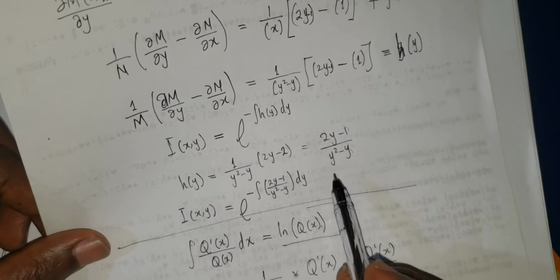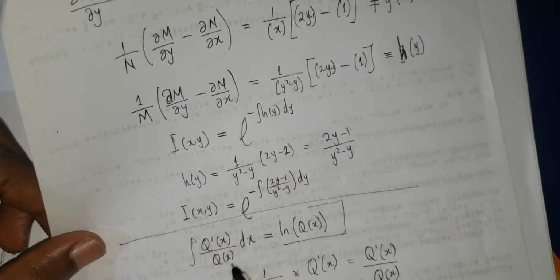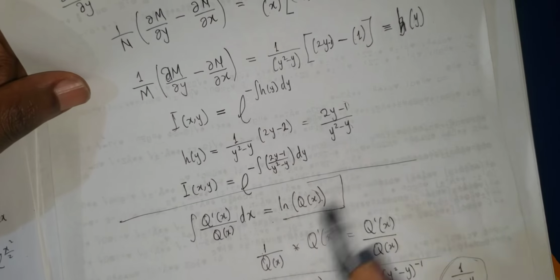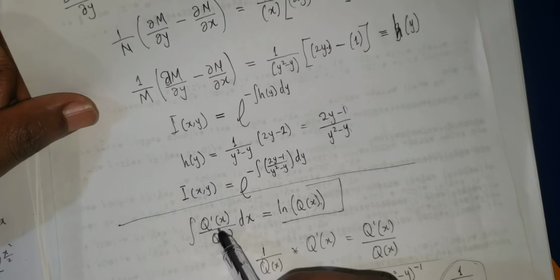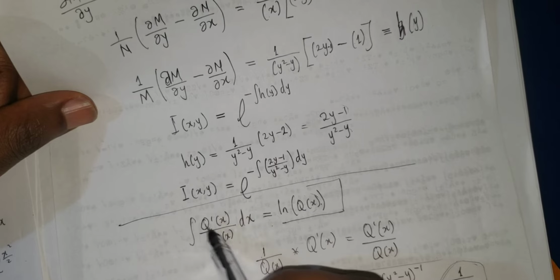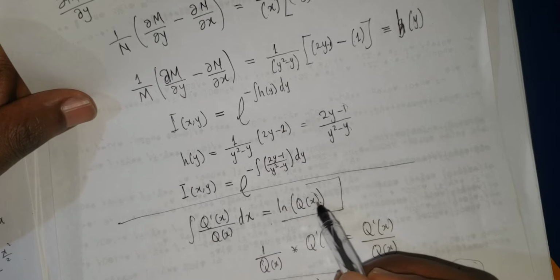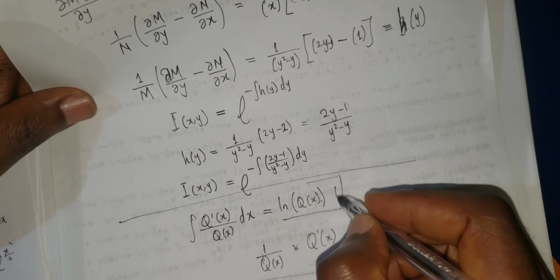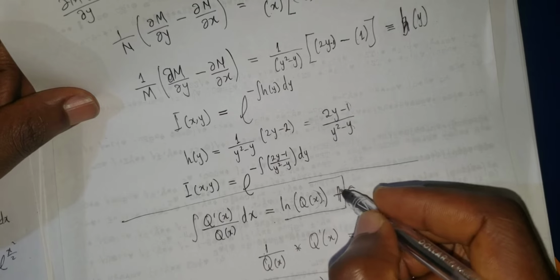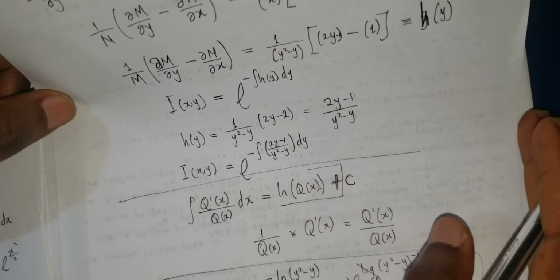Why is that? Generally you can write it this way: if you have some function q of x in the denominator and its derivative q prime of x in the numerator, and you want to integrate this with respect to x, it is simply ln q of x, plus of course whatever constant of integration that would be.